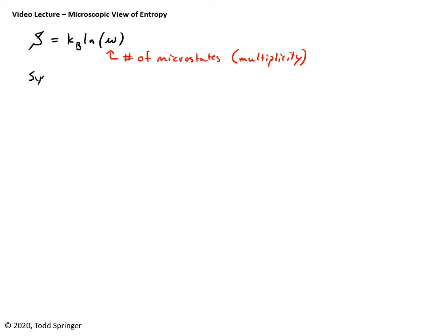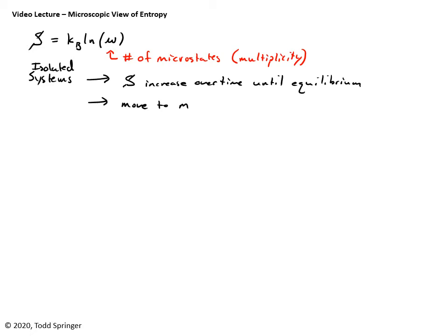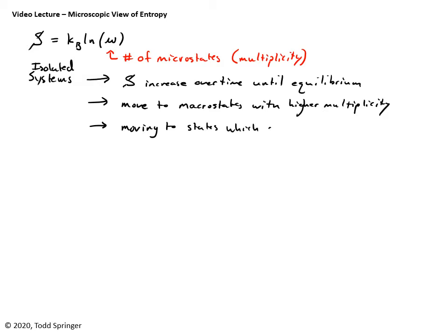So systems which are isolated, S will increase over time until equilibrium, which is another way of saying that they move towards macrostates with higher multiplicity, which means that they're just moving into states which are more likely to occur. So that's the essence of the second law from a microscopic standpoint.